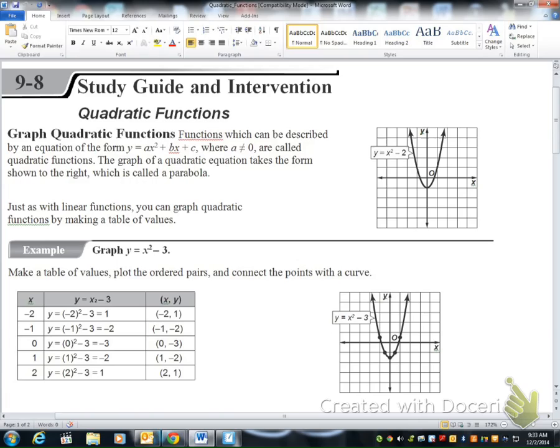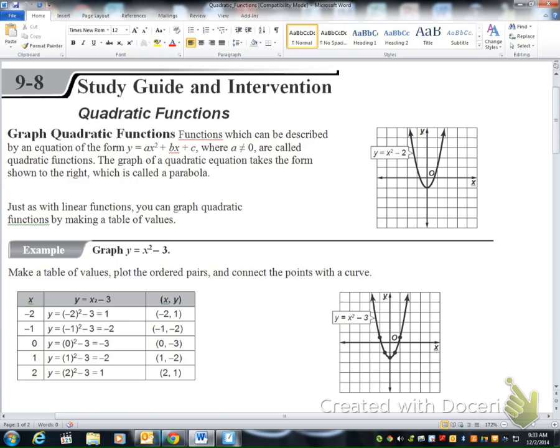Okay, a quadratic function always has this shape, which we call a parabola. So when it's like a U shape, now it can be up and down. It can be facing downward, it can be to the left, it can be to the right, okay? But if it has that kind of U shape, then we call it a parabola. And all quadratic equations have that basic shape, okay?